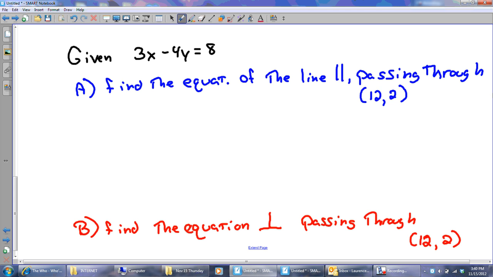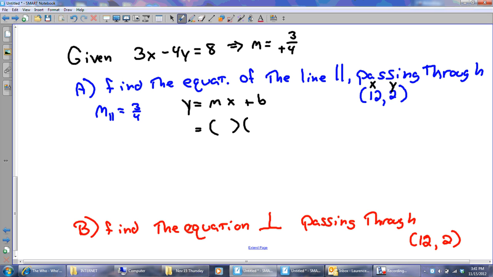All right, this equation is in standard form. And if you've been paying attention, I demonstrated how you can find the slope. The slope will be a over b, and then I'll change the sign. So there's your slope. So what's the slope of the line parallel to it? Well, it's also going to be 3/4. I have an x-coordinate over here and a y-coordinate over there. I'm going to use the equation y equals mx plus b. I'm going to fill in everything but b.